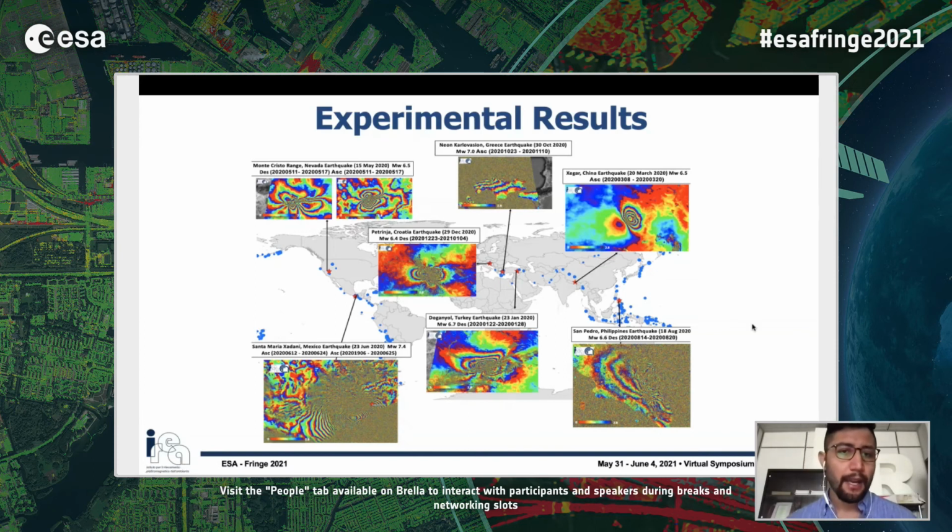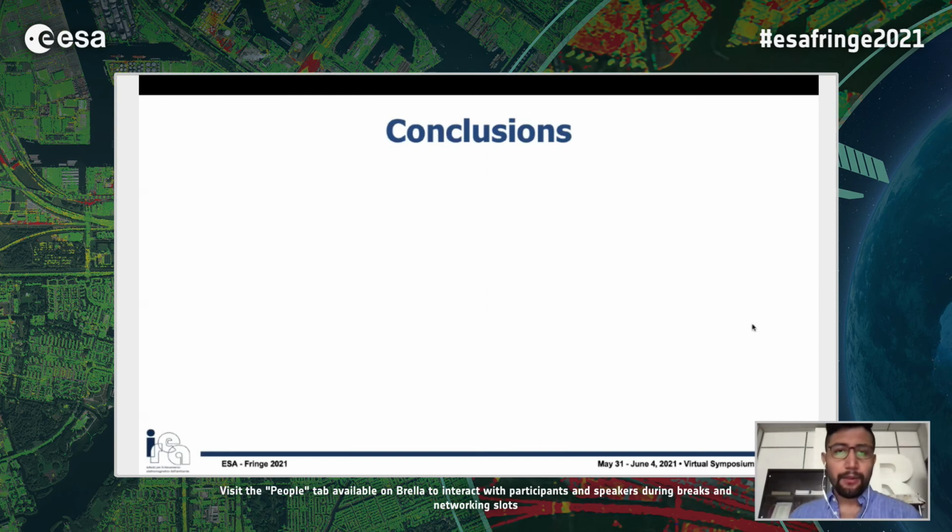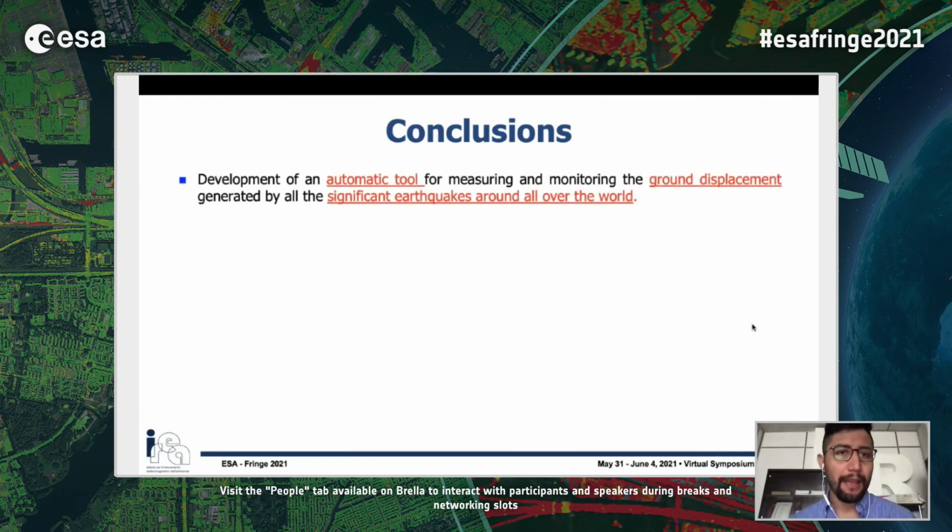These are some interesting results about this catalog, which is offered to a lot of users. So in general, for the conclusions, we are now developing an automatic tool to measure and monitor the ground deformation maps of significant earthquakes around the world.